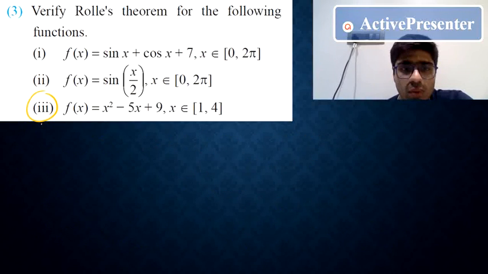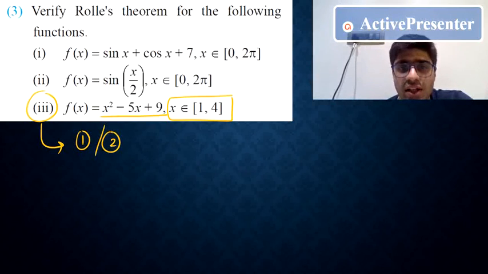Let's continue with the third question. It's a polynomial function, so it is going to be continuous and differentiable in whatever interval they have given. So the first two conditions are satisfied. Let's not separately write that. Let's go for the third condition.